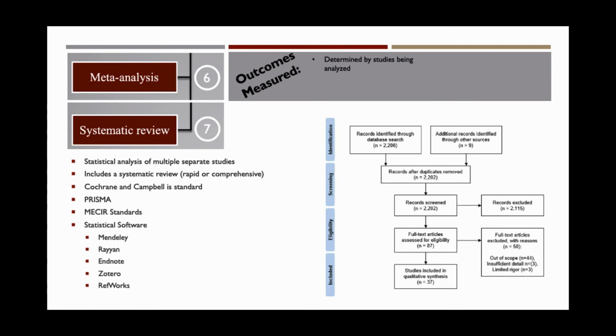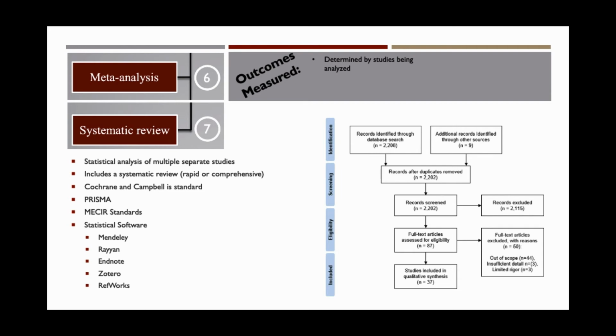And so they use the Prisma flow sheet, which you see on the right. Essentially, in 2009, there was an international group of experienced authors and methodologists that developed Prisma, which stands for Preferred Reporting Items for Systematic Reviews and Meta-Analyses. And this is a 27-item checklist and a 4-phase flow diagram.